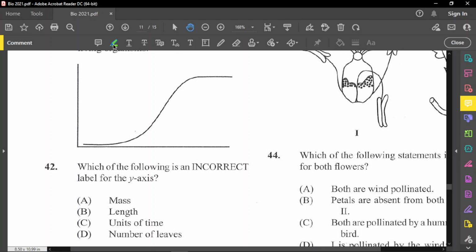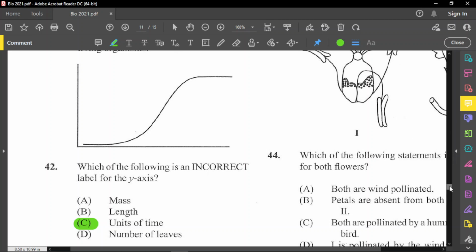So right off the bat, we can have an increase in mass or size and then eventually stop doing that. Length, which is our height, definitely. Number of leaves in plants: they can produce a great number of leaves, and then the number of leaves will become stationary over a period of time. So definitely, unit of time is not. And generally, unit of time normally goes on the x-axis anyways.